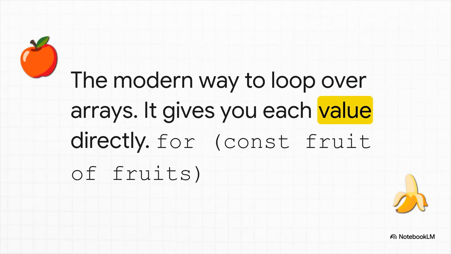The for of loop is honestly an absolute dream for working with arrays. Instead of having to set up some manual counter, you can just tell JavaScript, hey, for each item of this list, do this thing. It just pulls out each value, apple, then banana, then cherry, and lets you work with it directly. It's so clean.